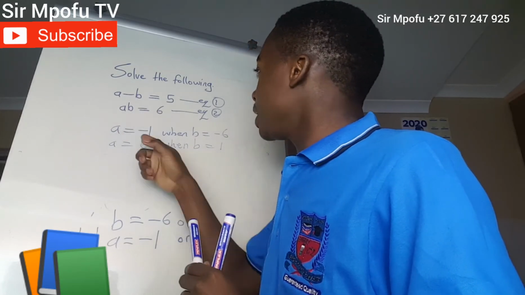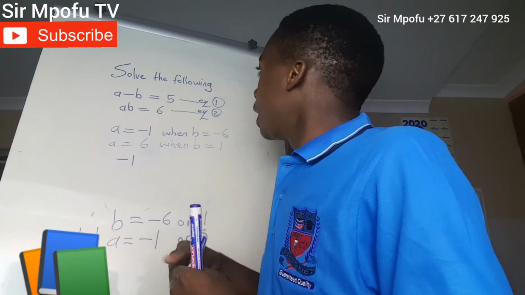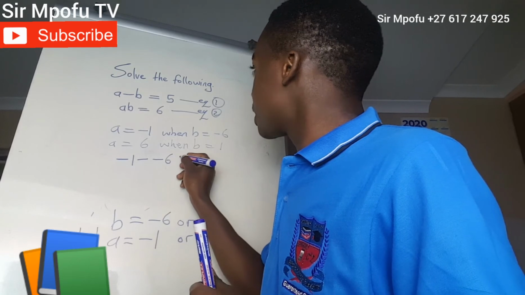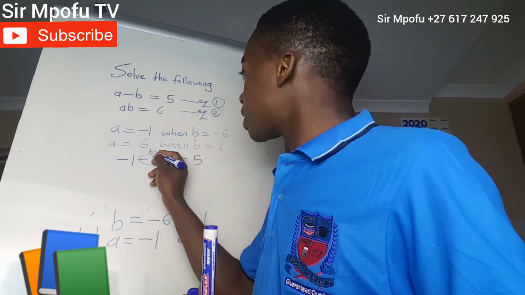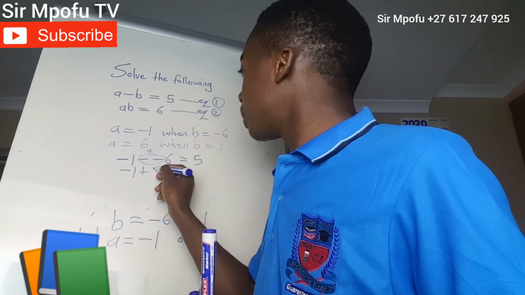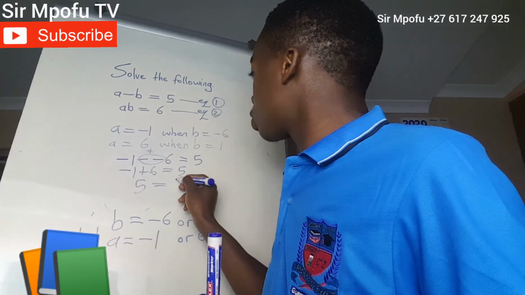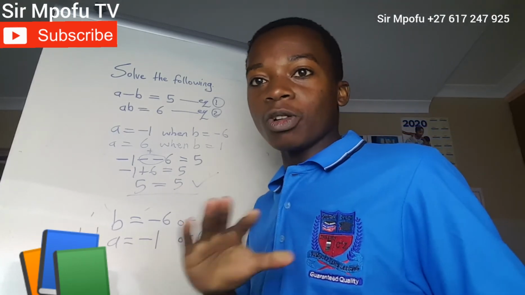So when A is -1, and B is -6, -1 minus -6 must be equal to 5. This will give us a positive sign. So -1 plus 6 must be equal to 5. 5 is equal to 5. Proved. It means it's 100% correct.